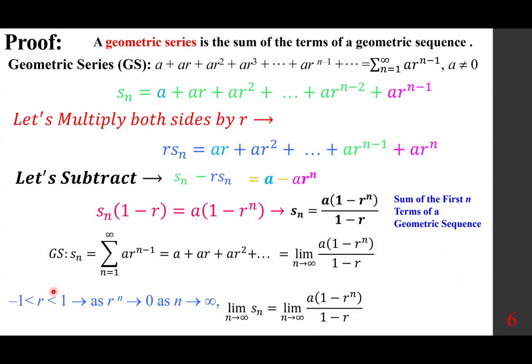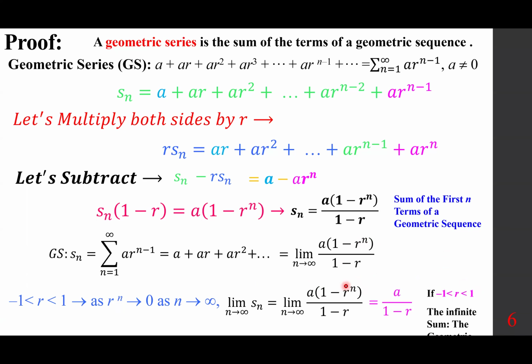Therefore, if this goes to 0, you just get a times 1 in the numerator. So if r is between negative 1 and 1, the infinite sum, the geometric series, converges. So that's the way it works out, if r is between negative 1 and 1. So it's pretty straightforward, everybody. Let's move on.